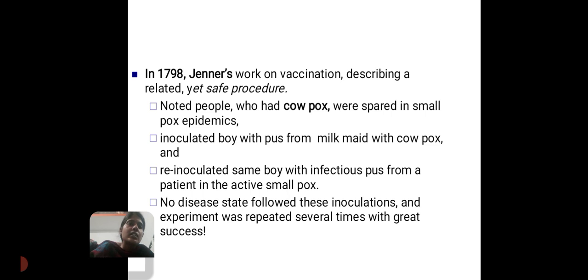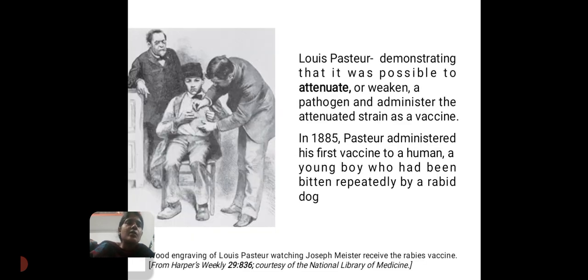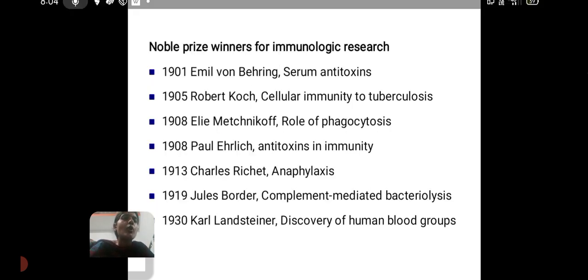He inoculated a boy with fluid from a milkmaid with cowpox and re-inoculated the same boy with infectious pus from a patient with active smallpox. No disease followed this inoculation, and the experiment was repeated several times with great success. Next, Louis Pasteur demonstrated that it was possible to attenuate or weaken a pathogen and administer the attenuated strains as a vaccine. In 1885, he first administered his vaccine to a human, a young boy who had been bitten repeatedly by a rabid dog.